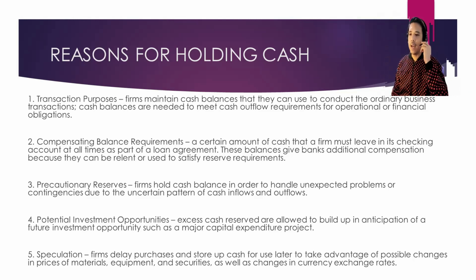Okay, so number 3, ito yung diniscuss natin kanina, precautionary reserves. So firms hold cash balance in order to handle unexpected problems or contingencies due to the uncertain pattern of cash inflows and outflows. So sabi nga natin class, di ba? Parang isipin mo lang itong nangyaring pandemic. Of course, when the pandemic started, wala naman talaga nag-forecast niyan. Kailan ba yun? March 2020, nung unang lockdown natin. You know? Even the different companies, they need to reassess their forecast because of the pandemic. Imagine, no? March 2020, bigla na lang nag-lockdown. So sarado lahat, walang business operations.